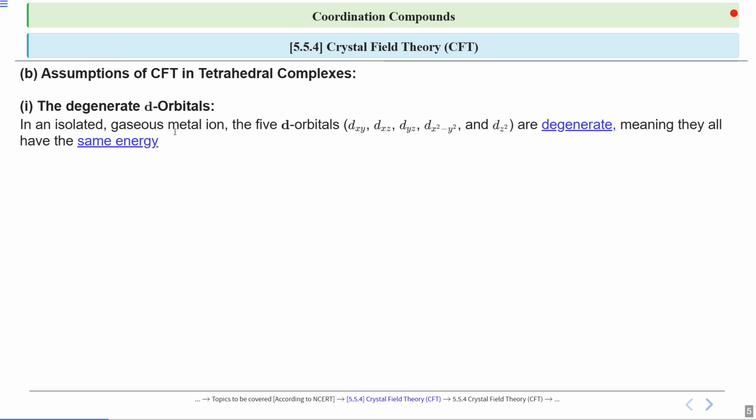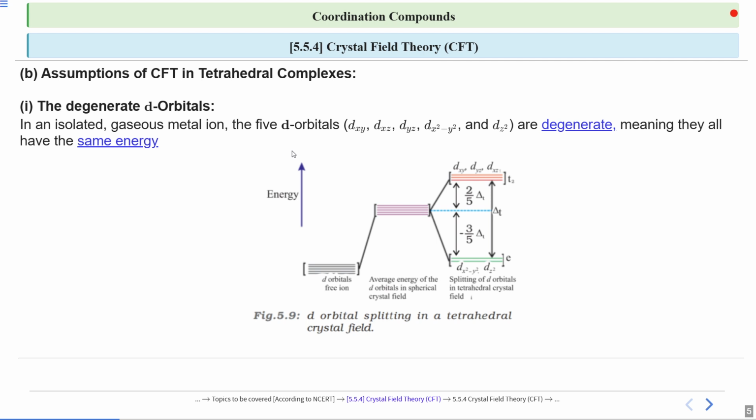In an isolated gaseous metal ion, the 5 d orbitals, which are dxy, dxz, dyz, dx square minus y square, and dz square, are degenerate. Degenerate means they all have the same energy. This is the first assumption we are considering.